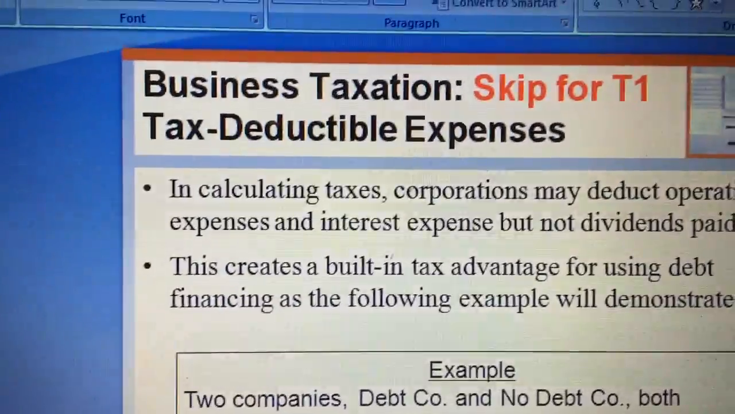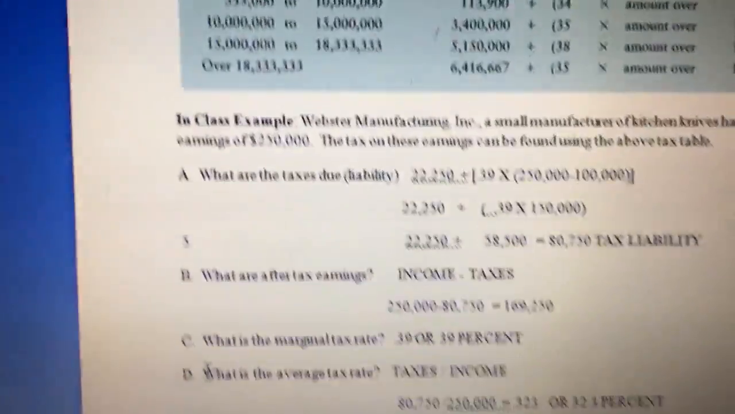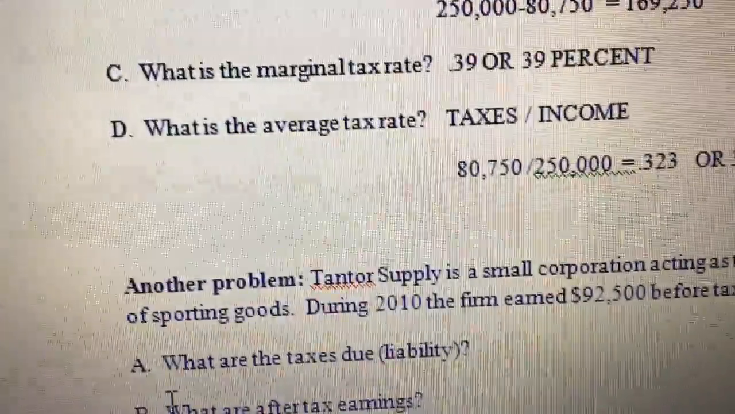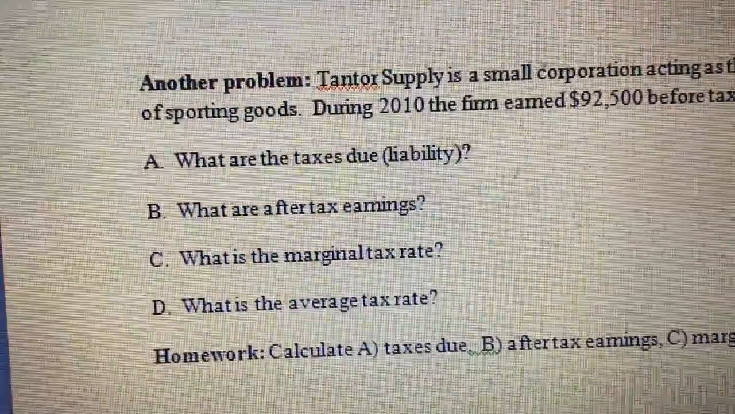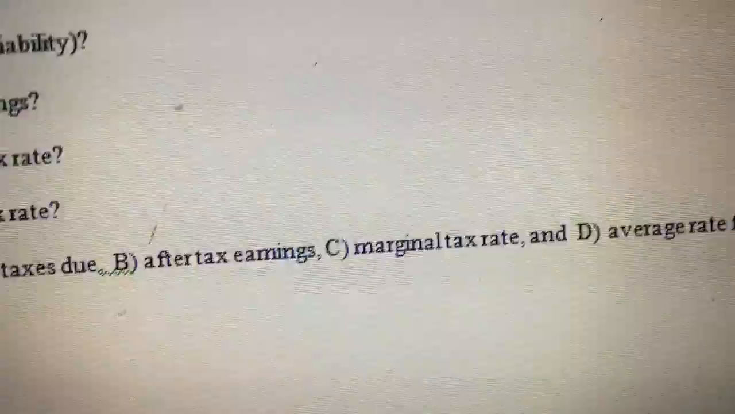Okay, so for your homework, go back to your paper. You have another problem we would have worked in class. Go through and work that one. And then on the bottom it says homework, and there's 3 sets of numbers. You need to work through and do the taxes, after-tax earnings, marginal rate, and average rate.